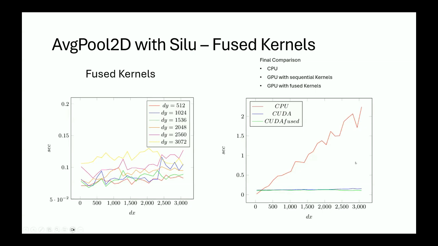But again, if we look at the overall result, comparing larger matrices or larger data sets, 3072 by 3072. I'm sorry, I forgot to mention that this is based on dx and dy being 3072. So this basically shows a huge impact on these larger matrices.